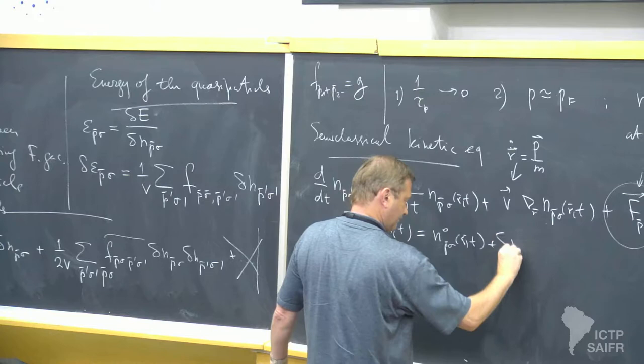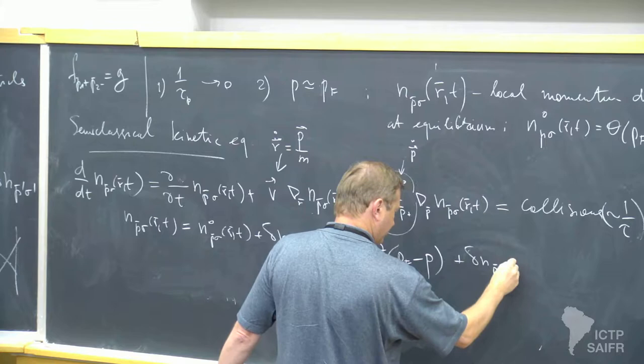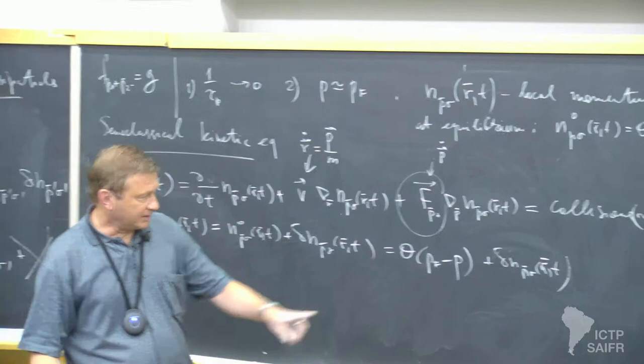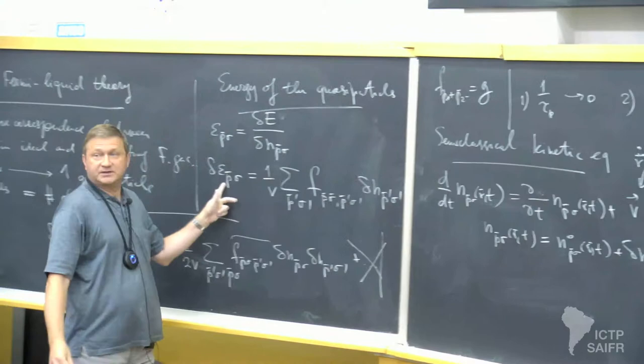Which is actually a step function plus this delta n PR T. But if this thing, so this is constant, no? So if these things depend on position, then the quasiparticle's energy changes and becomes dependent on position.